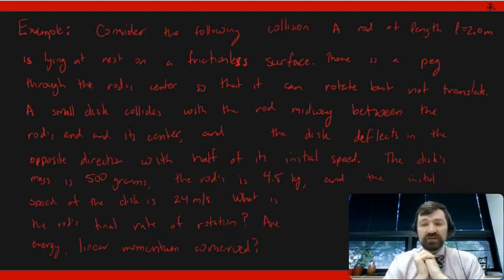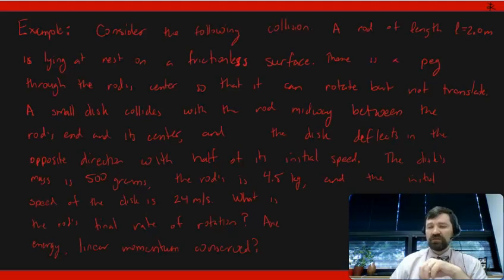In this example, I know there's a lot of text to it. Basically, you have a 2-meter long rod which is lying at rest on a frictionless surface. There's a peg through the middle of the rod so that the rod can rotate freely. So you have a rod like this and it's allowed to do this motion freely. It just can't do this motion or anything like this.